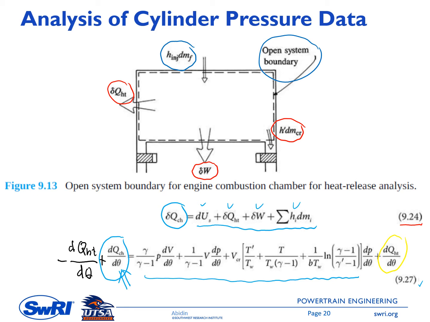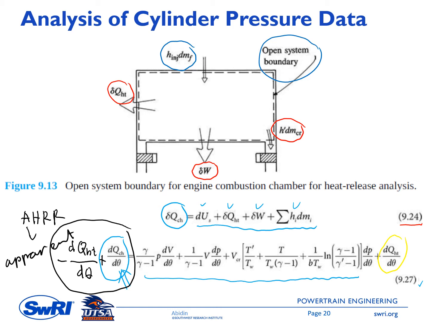So on the left side you have the net energy release, which means the difference between the chemical energy and the wall heat transfer. And this one is usually called the apparent heat release rate, okay? Apparent heat release rate. So we'll talk about this apparent heat release rate in chapter 10 as well.